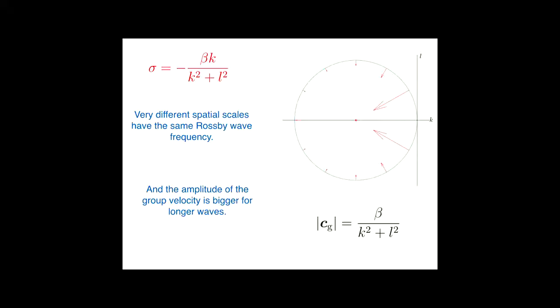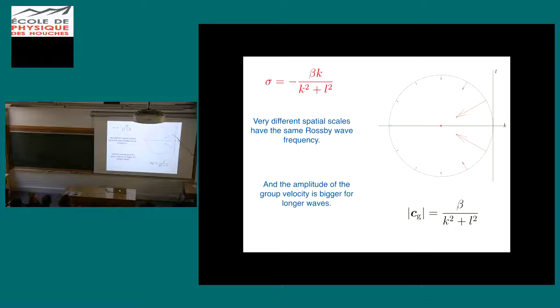So that's what this looks like here. Here I've drawn the group velocity. The group velocity is these red vectors. And as you go around the circle, the size of the group velocity is beta over the wave number squared. So the group velocity gets bigger and bigger as the wave number, k squared plus l squared, goes to zero, as you approach the origin of the wave number plane, where in theory at least the group velocity is infinite and pointing due west.